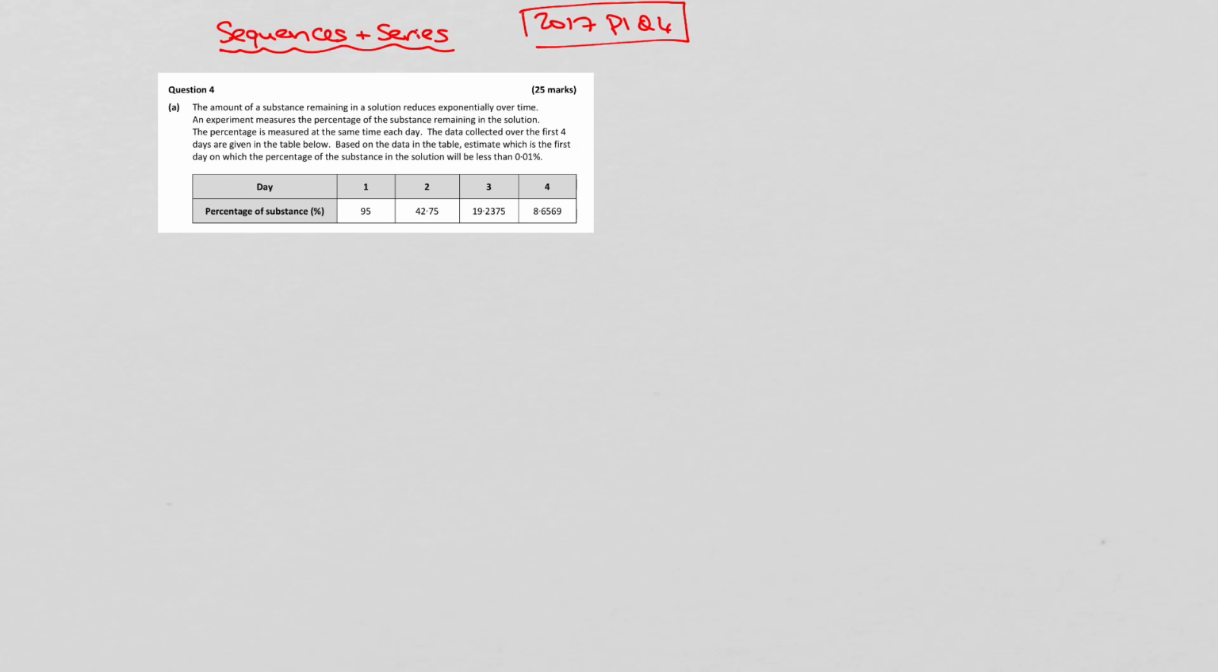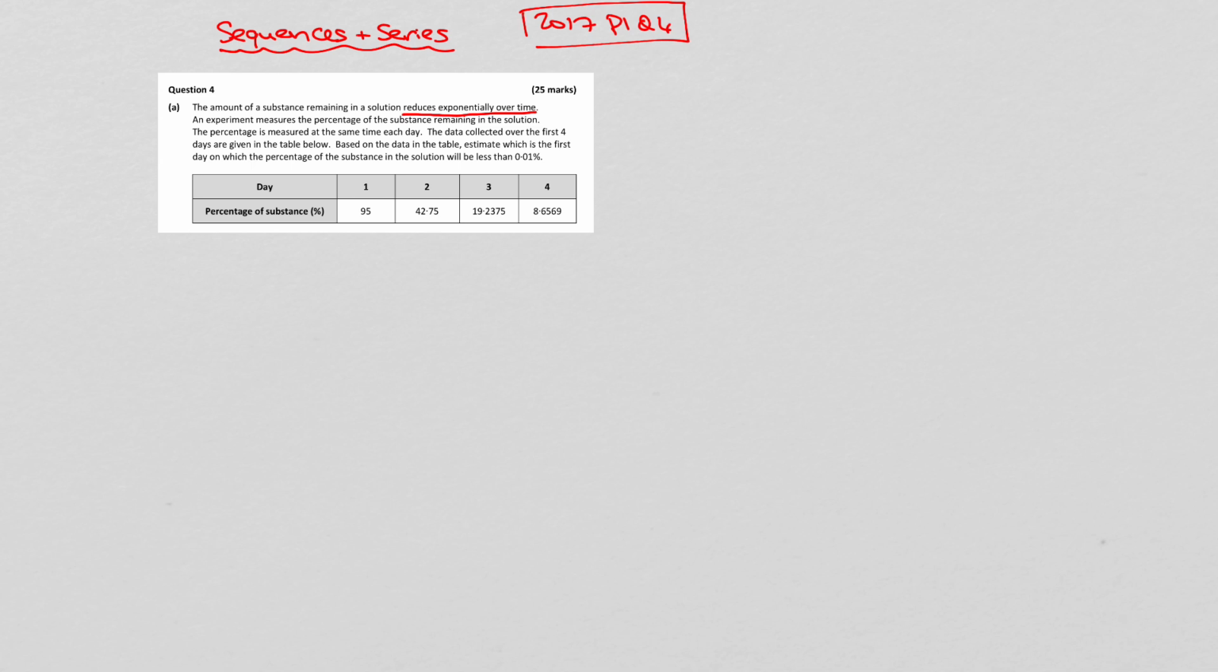2017, Paper 1, Question 4, Sequences and Series. So here we're given the amount of substance remaining in a solution reduces exponentially over time. An experiment measures the percentage of the substance remaining in the solution. And the percentage is measured at the same time each day. And we are given the data over 4 days in the table.